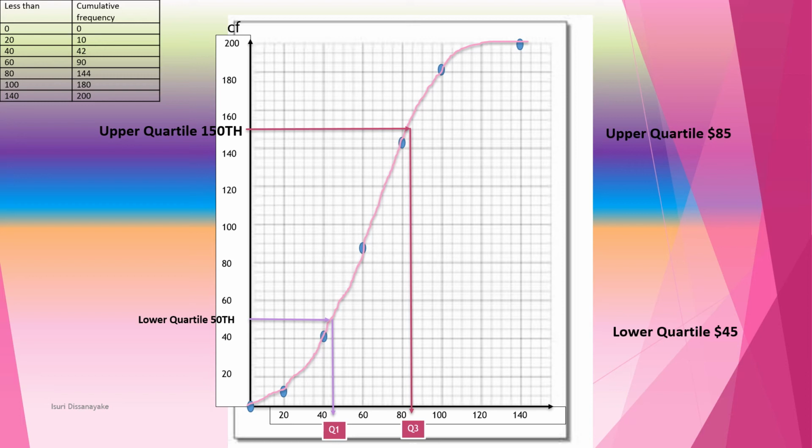As such, we can use the cumulative frequency curve to find the lower quartile and the upper quartile. The lower quartile is 1/4 of total data. According to this sum, it is 200 data points, which is the 50th reading, 45. Upper quartile is the 150th reading, which is 3/4 of total data, that is 3/4 of 200, which is $85.